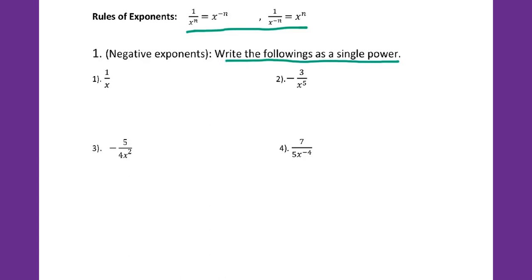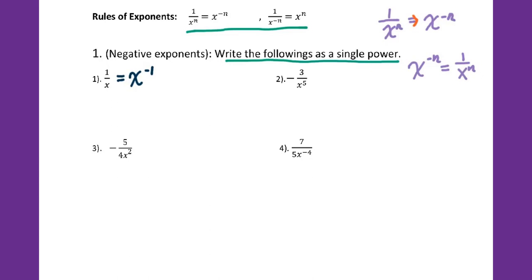Whenever you see 1/x to the nth power, you can change it into negative exponents, because we do know x to the negative nth power equals 1/x to the nth power. We just do the backwards this time. So for number 1, 1/x, definitely that's x to the negative first power.